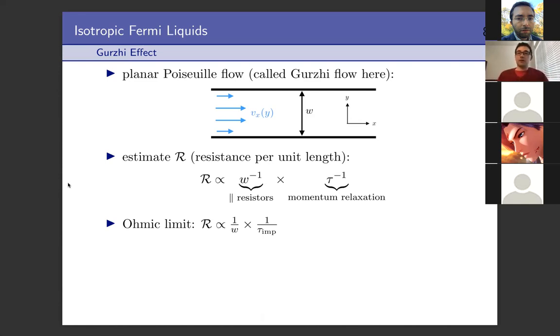If we have an ordinary metal where bulk impurities or momentum relaxing processes dominate this momentum relaxation, then we would expect that the resistance per unit length of this device is proportional to 1 over W times a constant. And this constant will just be set by the impurity scattering time and won't depend on the geometry.